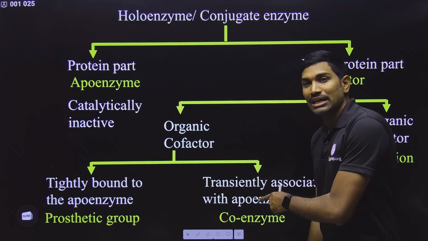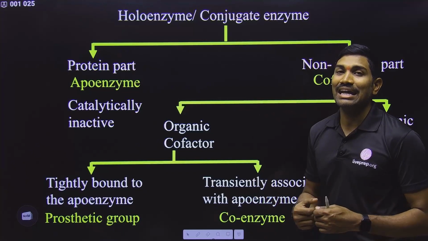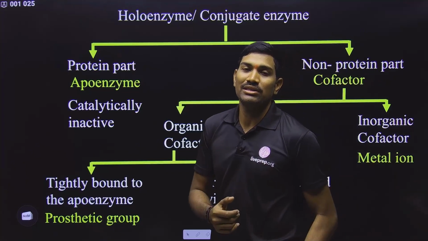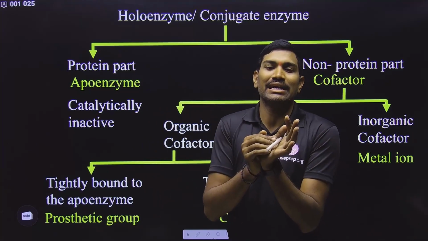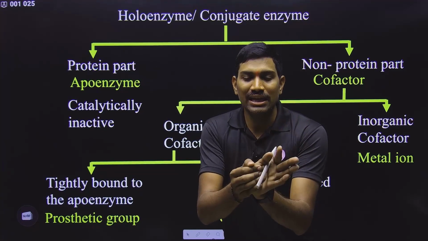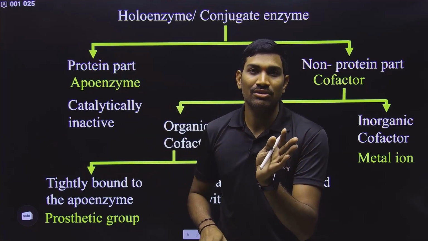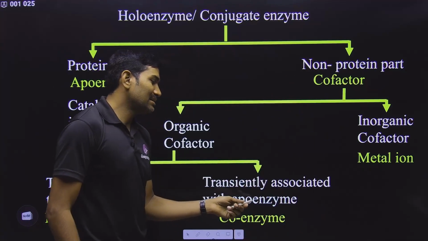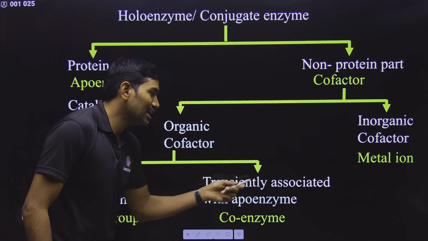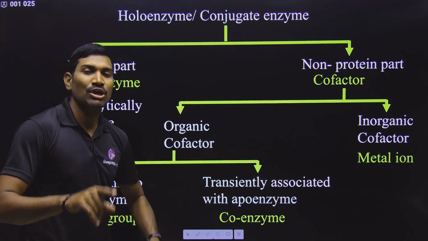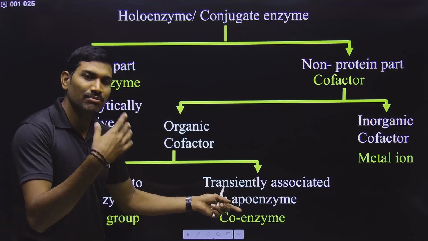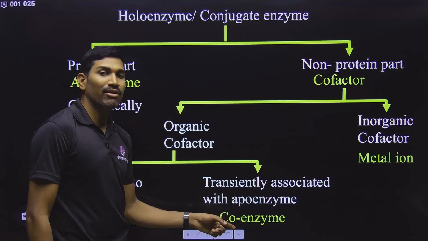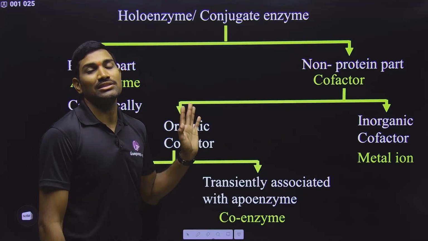Whereas some organic cofactors are transiently interacted with an apoenzyme. What is the meaning of this? Only during the chemical reaction they will come and attach, they will do the reaction. Once the reaction is completed, they will be released. So that's why they say transiently, which means temporarily associated with an apoenzyme. That means only during the reaction they will come. They will complete the reaction. Once the reaction is completed, they will be released. And that type of cofactors are called coenzymes.